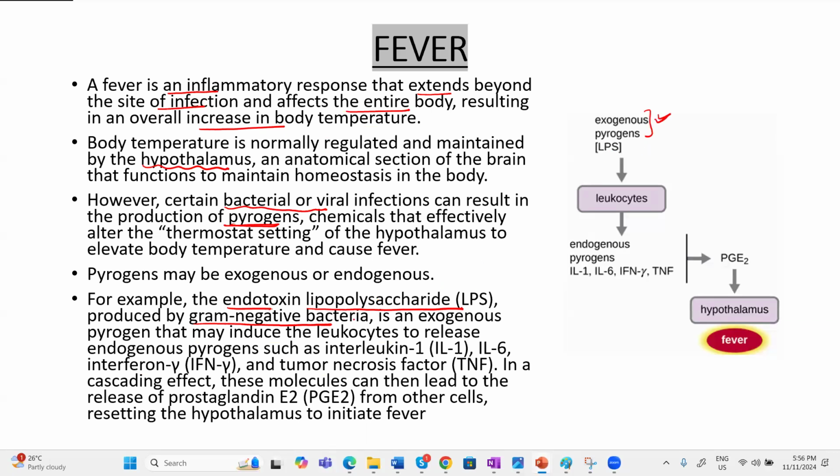Now, this exogenous pyrogen will induce leukocytes to release endogenous pyrogens. For example, interleukin 1, gamma interferon, and tumor necrosis factor, all of this will be going on. And as a result, what happens? The hypothalamus will reset to increase the temperature and the person will get fever. Clear? So I hope in this short video, let me quickly revise the topics we have covered.